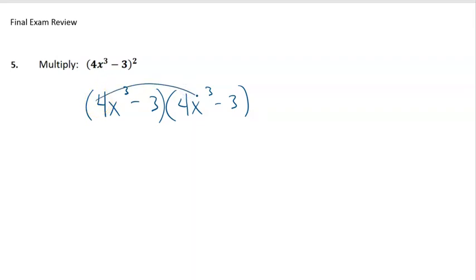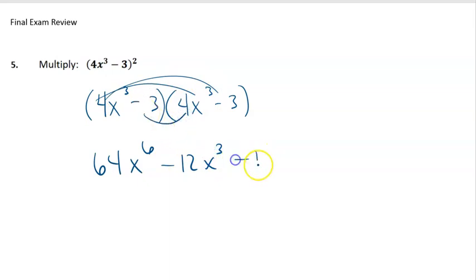4x to the 3rd times 4x to the 3rd is 64. And remember what you do with those exponents. When you multiply bases, you add exponents. So that's going to be the 6th, not the 9th. 4x to the 3rd times negative 3 is negative 12x to the 3rd. Negative 3 times 4x to the 3rd is another negative 12x to the 3rd. And then finally, negative 3 times negative 3 is a positive 9.